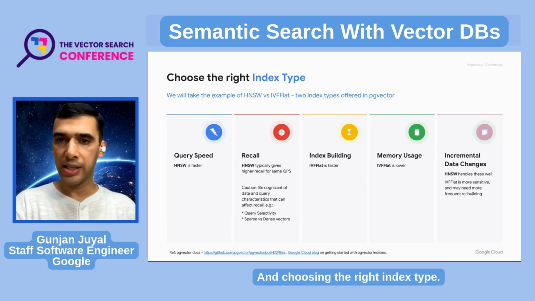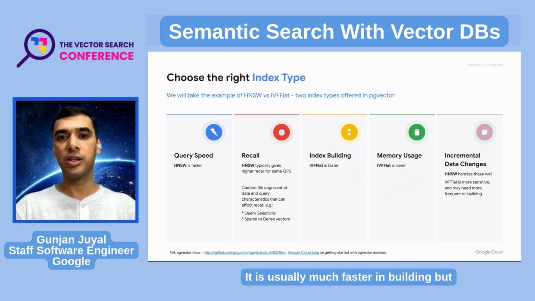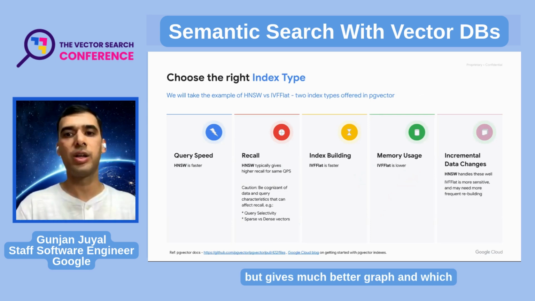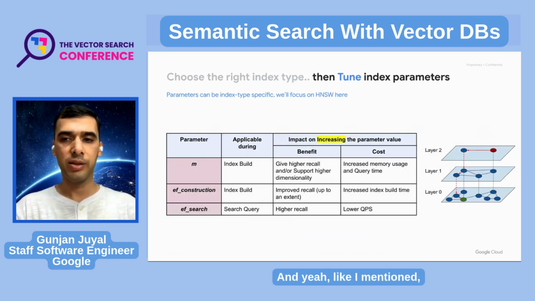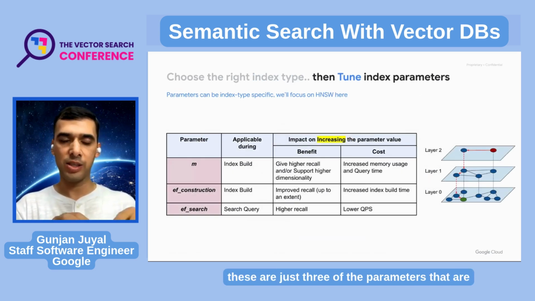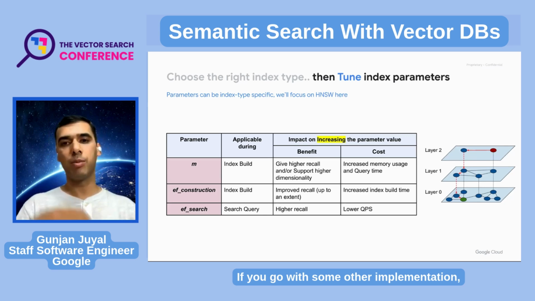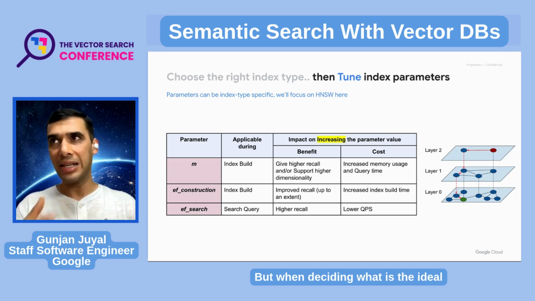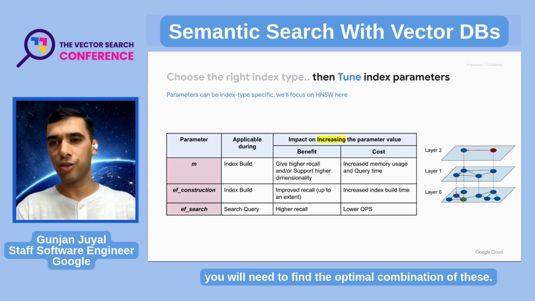And choosing the right index type, I mentioned HNSW and IVF flat. IVF flat is older. It is usually much faster in building, but HNSW is much more resource intensive, but gives a much better graph, which is also resilient as your data changes. Like I mentioned, these are just three of the parameters that are HNSW implementation specific. If you go with some other implementation, there'll be some other parameters. But when deciding what is the ideal graph for you, you will need to find the optimal combination of these.